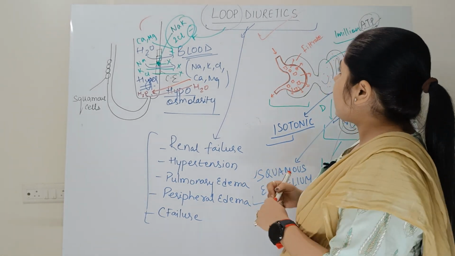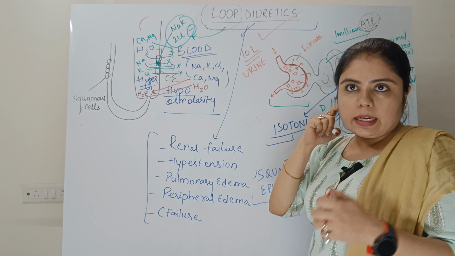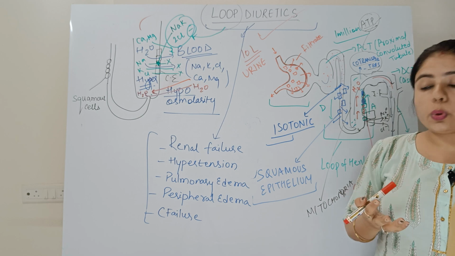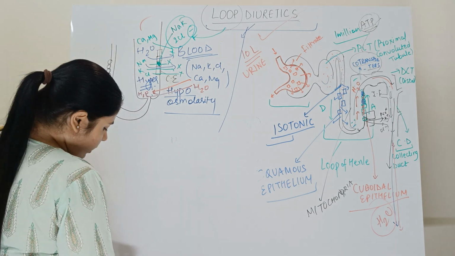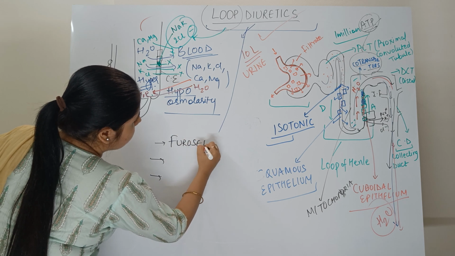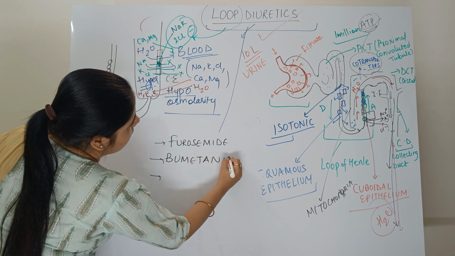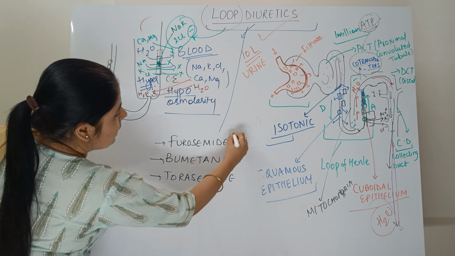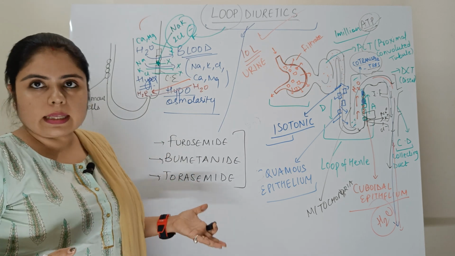So loop diuretics can actually release up to 10 liters of urine when they are administered. So there are three popularly known loop diuretics. One is furosemide, one is bumetanide, and third is torasemide. I'll write down their names. So there are three popular loop diuretics: furosemide, bumetanide, and torasemide.